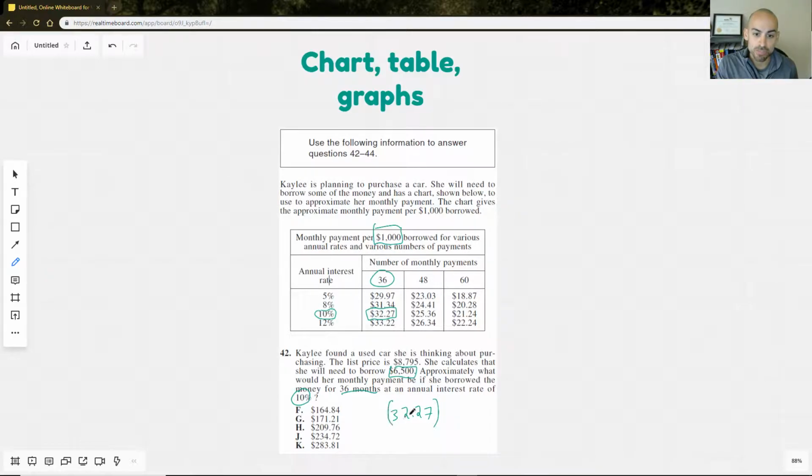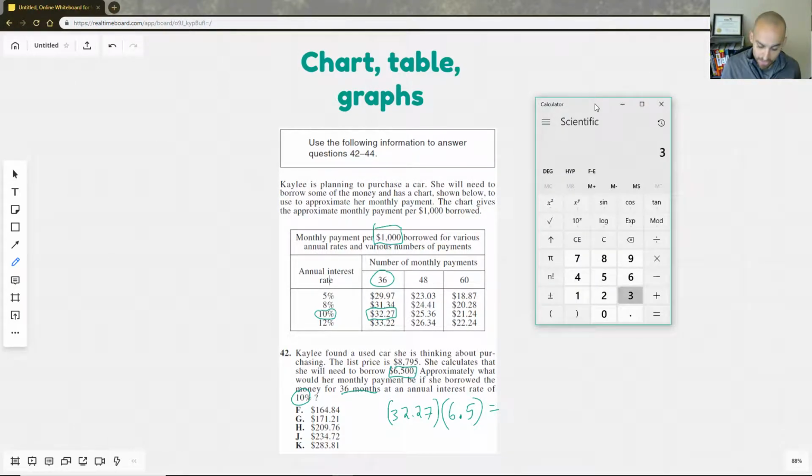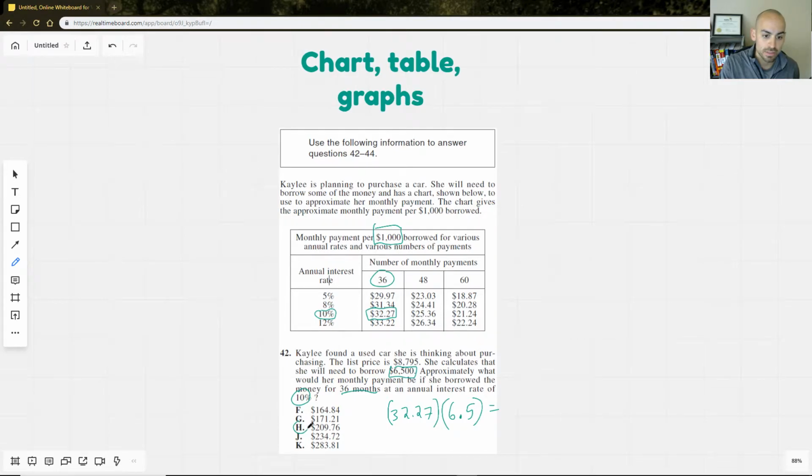So what we need to know is that 32.27 is what her monthly charge would be at $1,000. But since she's borrowing 6.5 times as much, we want to multiply it by 6.5, to represent the $6,500 compared to the $1,000. You'll see that I have 32.27 times 6.5, and you end up with 209.755, which rounds up to 209.76, which is H.